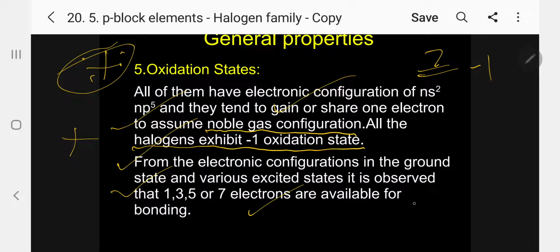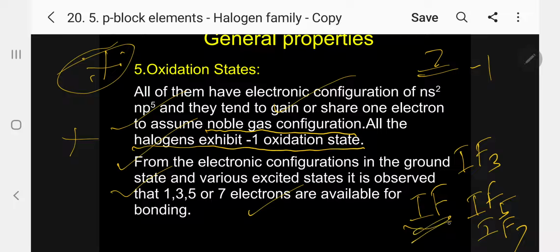See, for example, if we take I, let me give an example like this. IF is what we call an interhalogen compound. In this case, I is the more positive and fluorine is the more negative, so they form a compound among themselves. This is an interhalogen compound; we will be discussing it later. Here, in IF, 1 electron is there. Then IF3, so 3 electrons unpaired. Then IF5 and IF7. So 1, 3, 5, 7 electrons are available for bonding. Kindly follow.